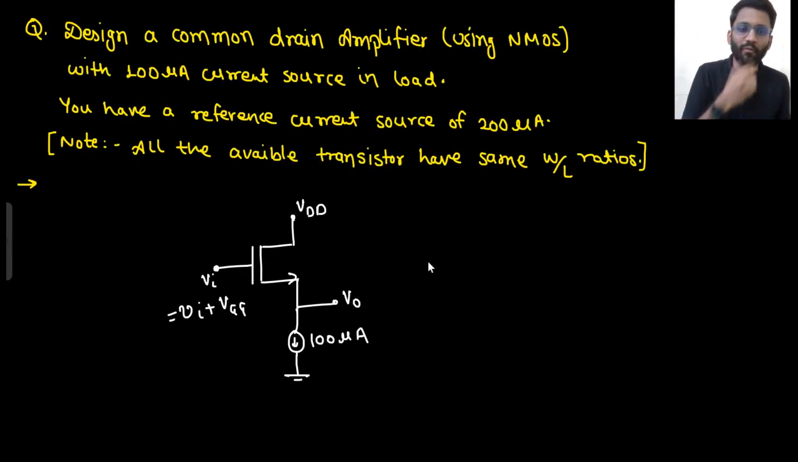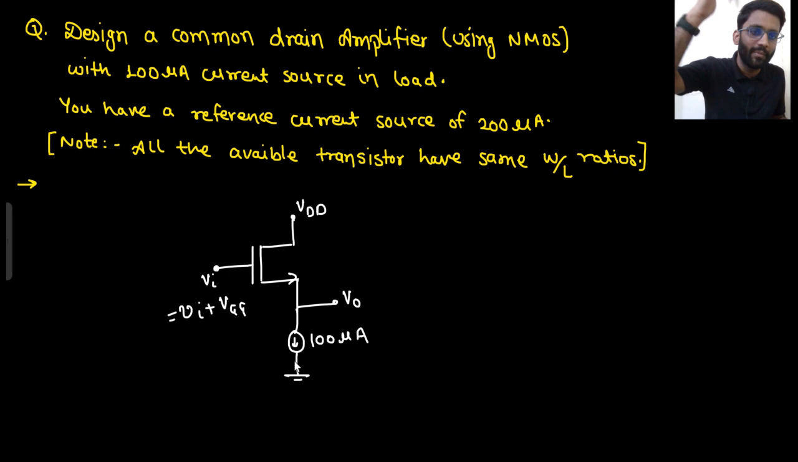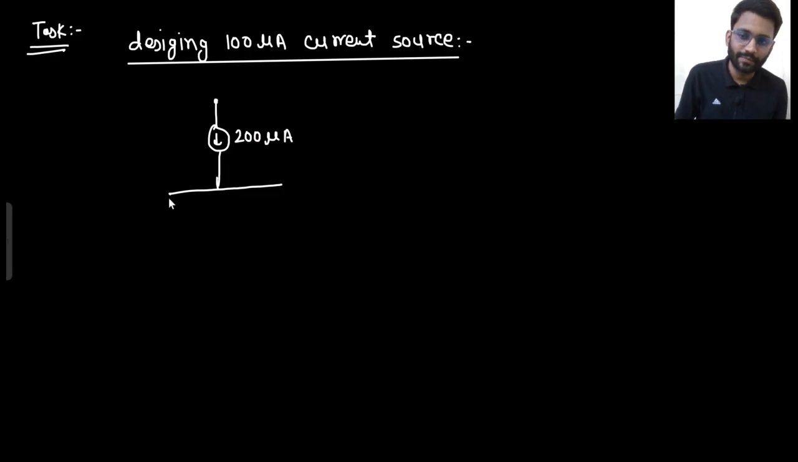Now secondly, what will you use for making a current source now? NMOS or PMOS? For making a current source, what are you going to use? We are going to use NMOS. Why so? Because we are going from some node to ground. That means I am going to use NMOS.